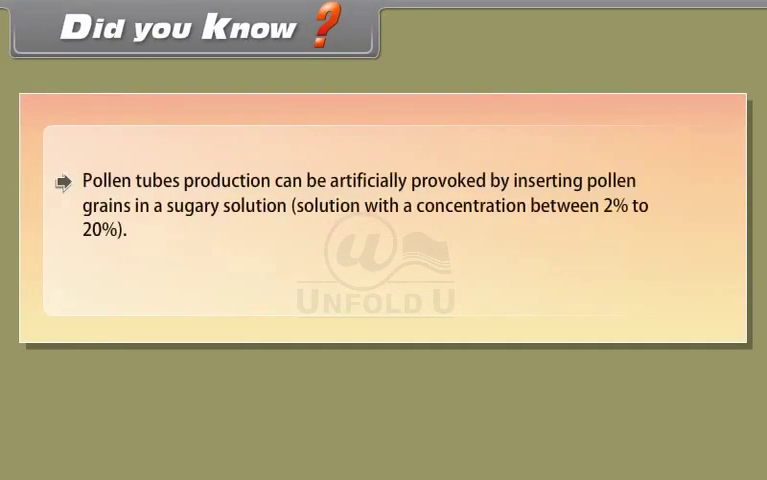Did you know? Pollen tube production can be artificially provoked by inserting pollen grains in a sugary solution. Solution with concentration between 2% to 20%.